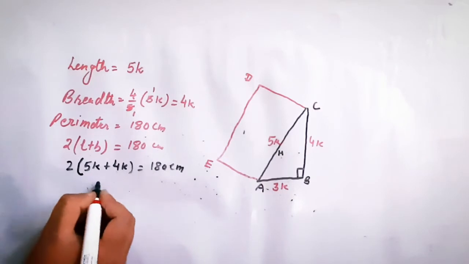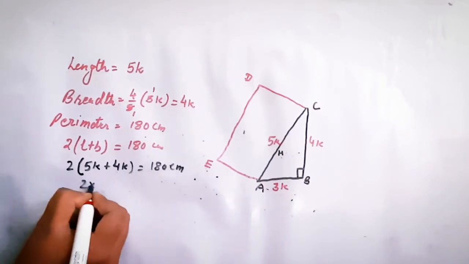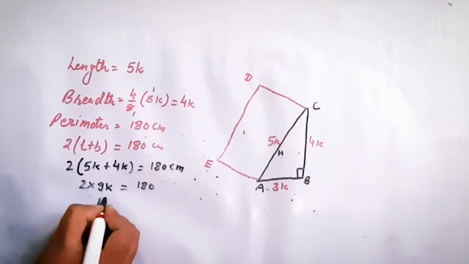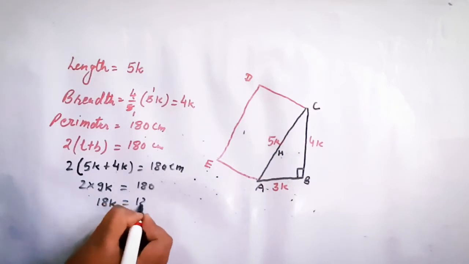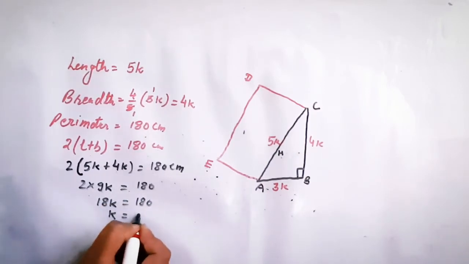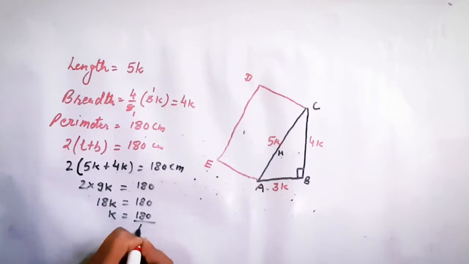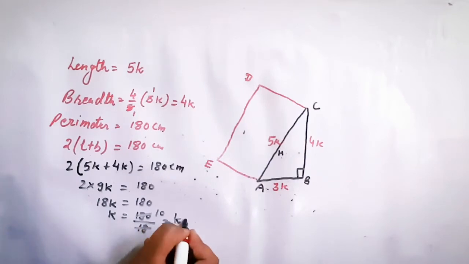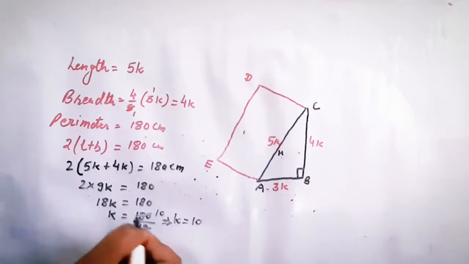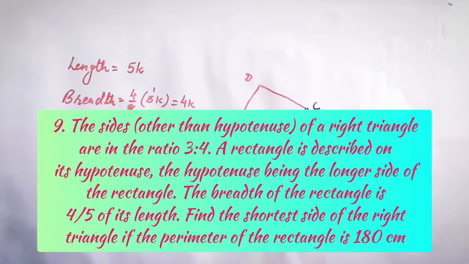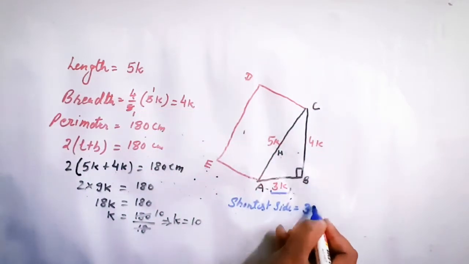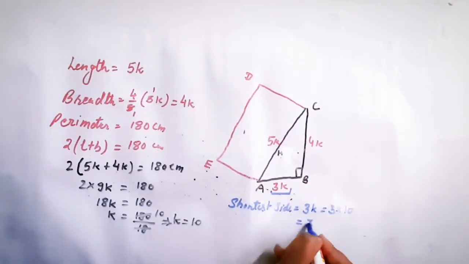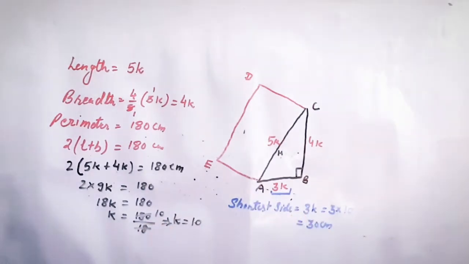5 plus 4 is 9k. So 2 multiplied by 9k equals 180, and 2 nines are 18k equals 180, and k is equal to 180 upon 18. 18 tens are 180. You got the value of k, that is 10. Now what is the shortest side? It will be 3k, that is 3 multiplied by 10 equals 30 centimeter, which is your required answer.